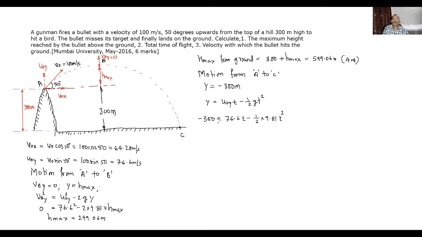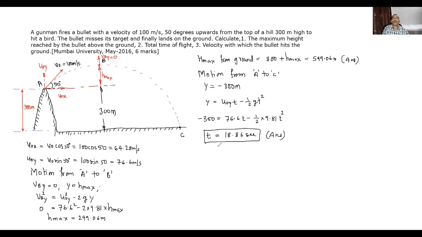So we will get a quadratic equation in terms of t. Using the calculator, don't use shift solve; in the calculator go for quadratic equation, and in that one you put the values of a, b, c. The t value comes out to be 18.86 seconds. So this is your second answer, right? This is how much time it takes to reach location C, the time of flight.